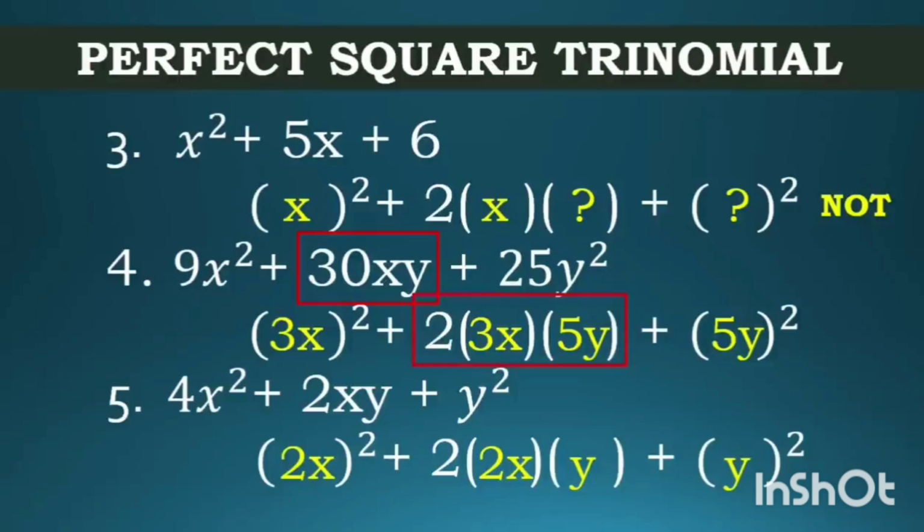X is equal to 4x times y, that is 4xy. But as you can see, ang middle term natin dito ay 2xy lang. So this is not a perfect square trinomial. So minsan, yung first and last term natin ay perfect squares, pero pagdating sa middle term, it doesn't satisfy yung condition natin sa middle term that it must be twice the product of your first and last term. So that makes it not a perfect square trinomial.